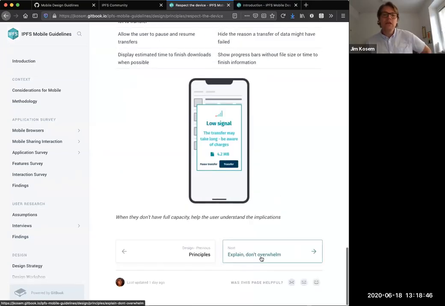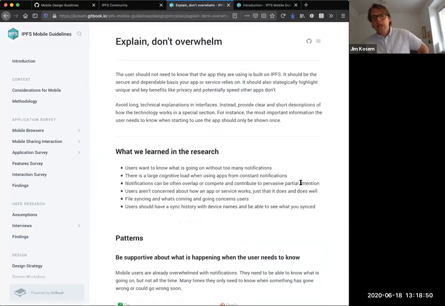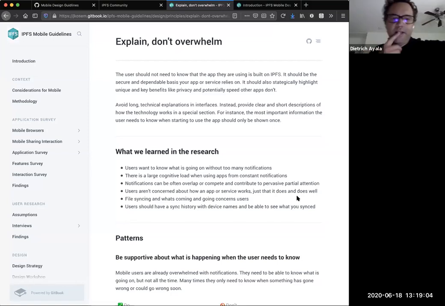The next principle is explain, don't overwhelm. And a lot of that is about just being supportive. Again, when you're trying to introduce a new way of working or a new technology people might not be used to, then it's about being supportive. And a lot of that is before you move on to the next one.